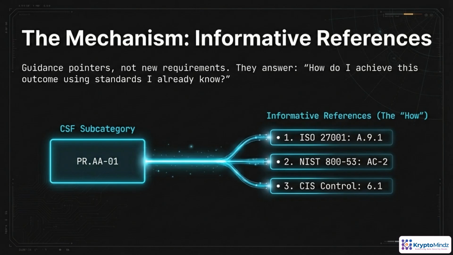Informative references are the bridge between CSF outcomes and the control sets you already use. Each CSF subcategory describes the what you need to achieve. The informative references point to the how by linking to specific requirements in ISO 27001, NIST 800-53, CIS Controls, and others. These references are guidance, not extra obligations. If you already implement a referenced control, you're likely satisfying that CSF outcome. In practice, they let you reuse existing policies, tools, and audits, and build a single unified view across multiple frameworks.